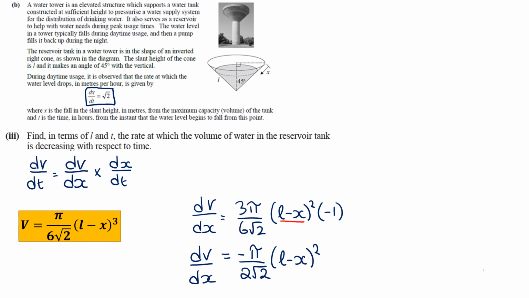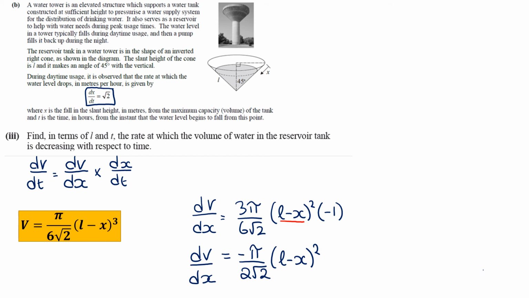minus pi over 2 root 2 (L minus x) all to be squared, and that is my dV/dx. And notice how the question asks, find in terms of L and t. We have in terms of x, so we need to do a bit more work on that, but it did say that it was decreasing with respect to time. I have a negative dV/dx, which means that that is a decreasing.